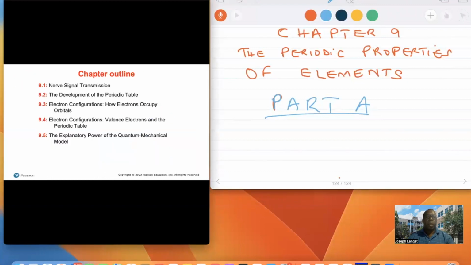We will look at the nerve signal, what causes the nerve signal in transmission. 9.2 is the development of the periodic table, then electron configuration, how electrons occupy the orbitals.